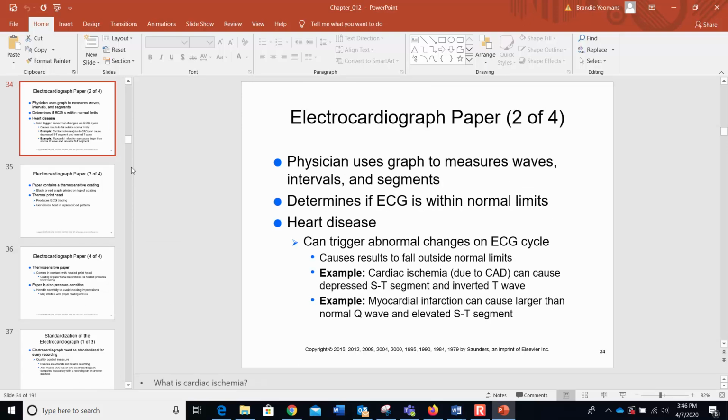What the physician does is use that and do some measuring to look at the waves, the intervals, and the segments, and decide what the normal limits are and whether this fits within them. Heart disease can cause changes in the EKG. We're going to see different things like cardiac ischemia. We might even see a myocardial infarction.